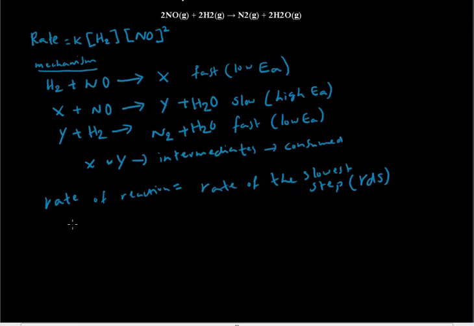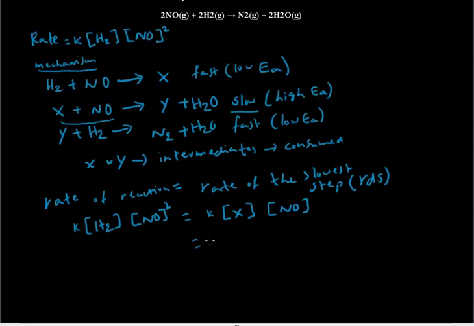Based on our rate expression, the overall rate equals the rate constant times the concentration of H2 times the concentration of NO. This should be equal to the rate of the slowest step. So let's see what the two reactants involved in the slowest step are. We have X, the intermediate, and NO in the slowest step. Those are the two reactants involved in the slowest step. But if you look carefully, X is an intermediate formed from H2 and NO. So I can rewrite the concentration of X as the concentration of H2 times the concentration of NO.